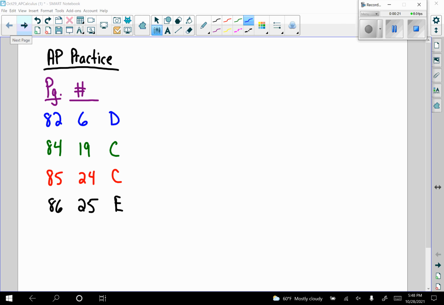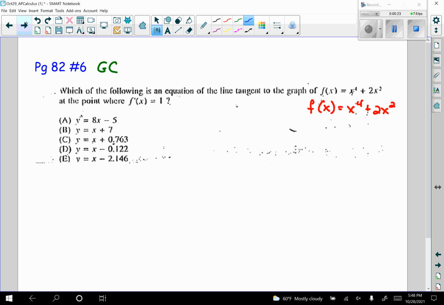So let's take a look at this first one. Now on this first one we were allowed to use a calculator. And if you weren't quite sure what that last term said, it was x to the fourth plus 2x squared. So now that you know that, if you need to work on it, go ahead and pause the video, try it on your own, give yourself a couple minutes, and then resume playing.